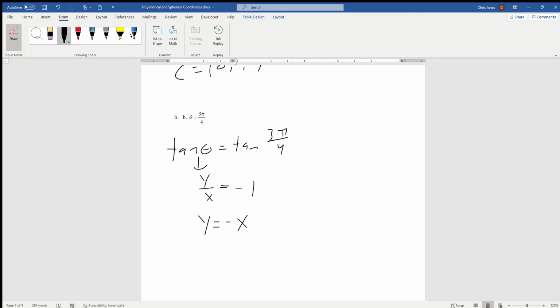We could plot some points if we wanted to. But if we wanted to plot it in 3 dimensions, then we'd end up with a plane, and the slope of that plane is -1. A point that lies on this plane would be 1, -1, something like over here. Another point would be 2, -2. You can see what's going on with this. We get a plane that bisects this way, and it runs infinitely, so it runs this way as well. So if you ever have theta equals a constant in spherical coordinates, that's a plane.